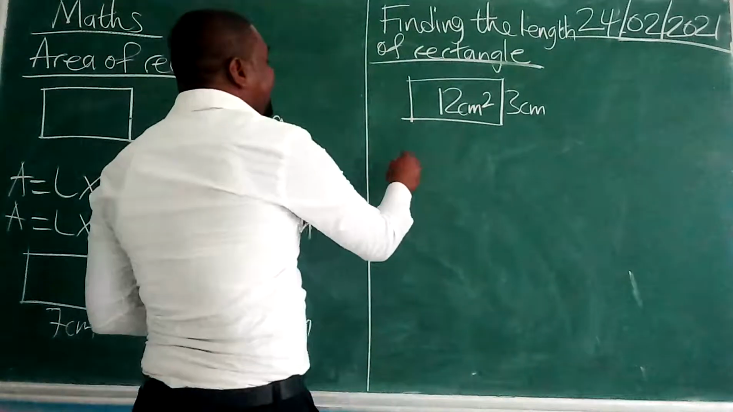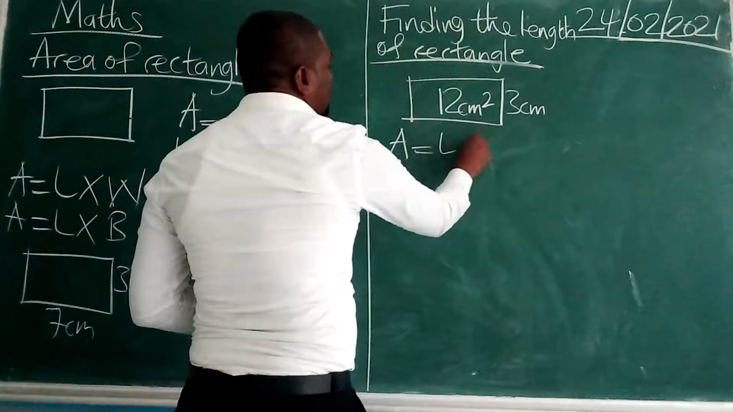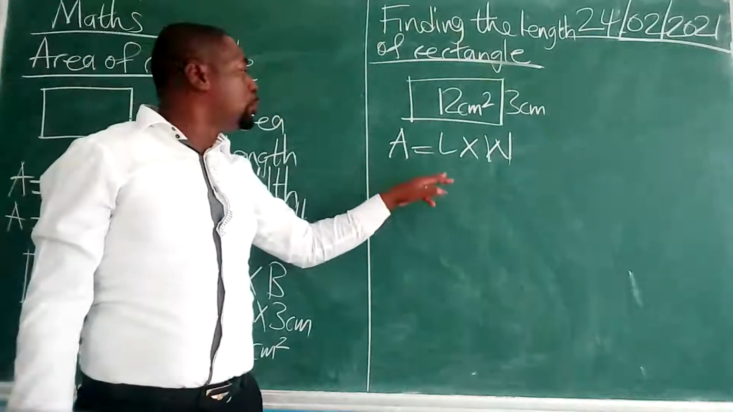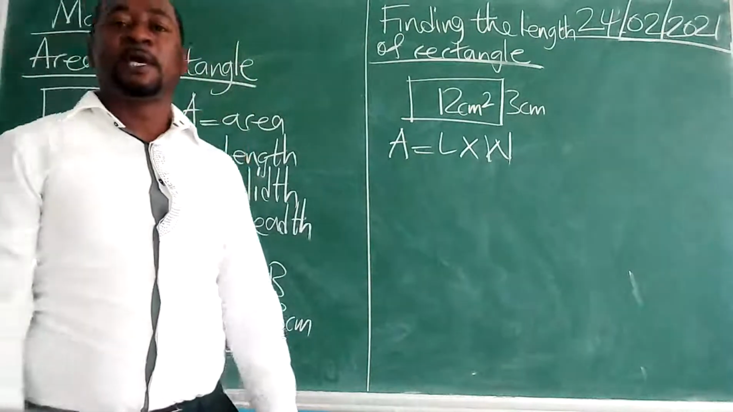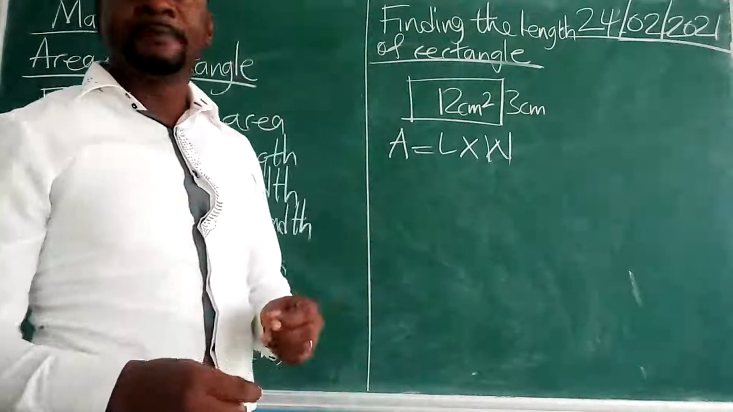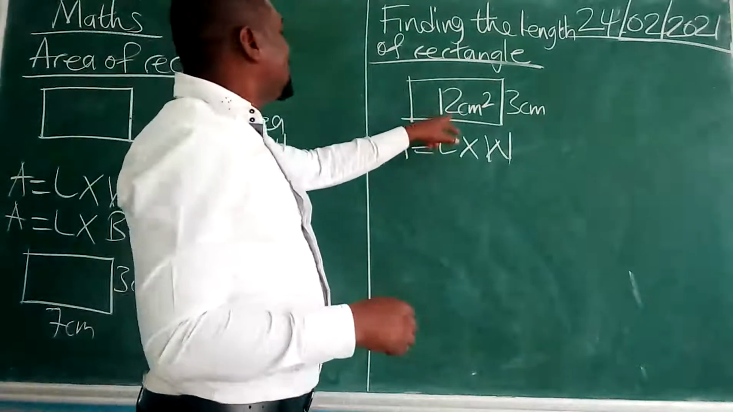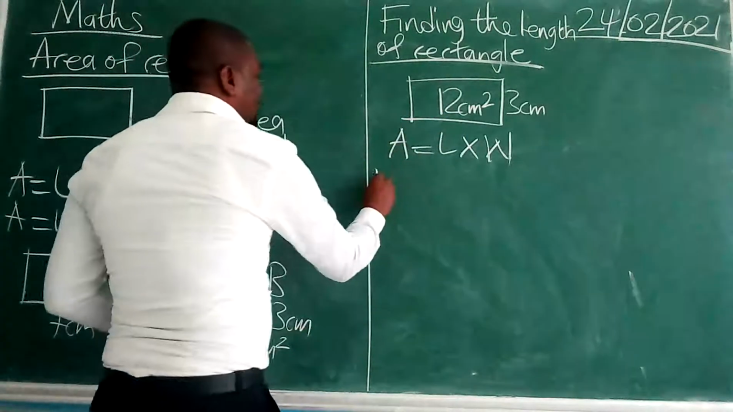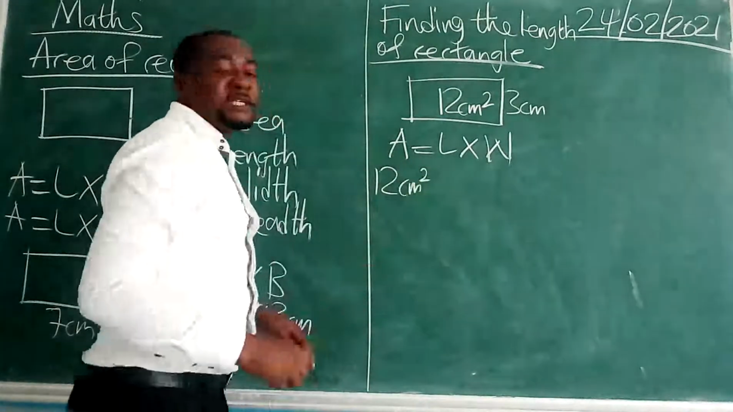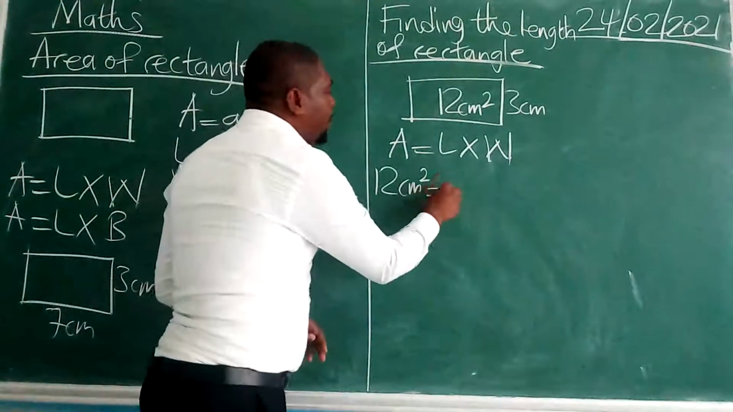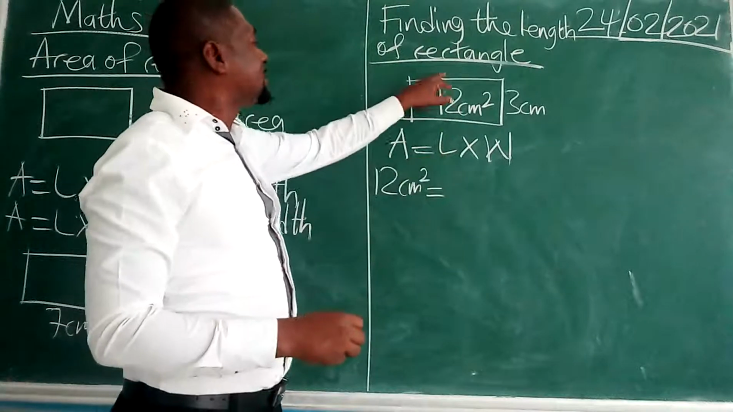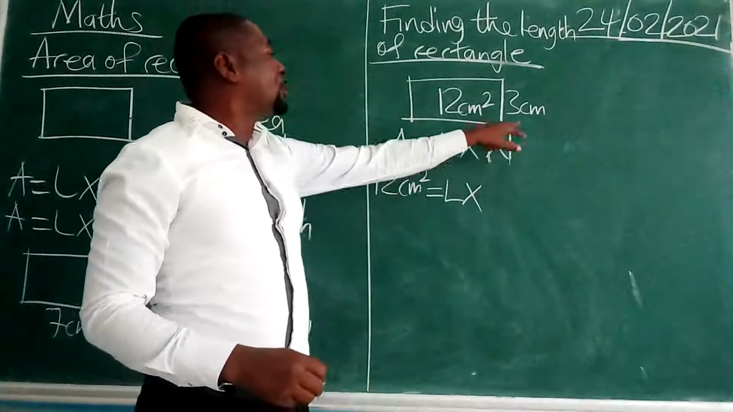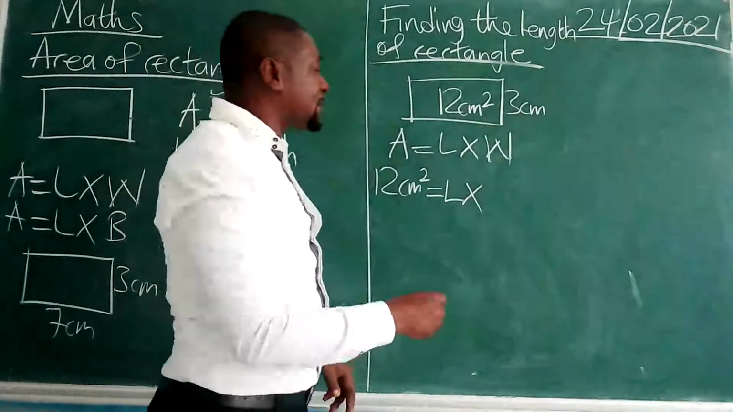So here we write the formula: A equals length times width. Now the area has been given to you, so we put it at the place that we have the area, 12 centimeters square, equals to the length, which has not been given, so you put L there, times the width or the breadth, which has been given to you, that's 3 centimeters.